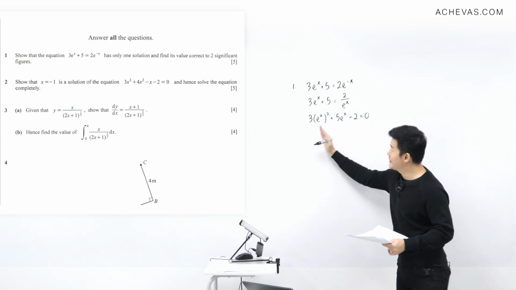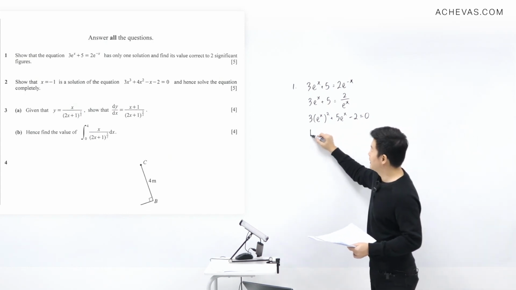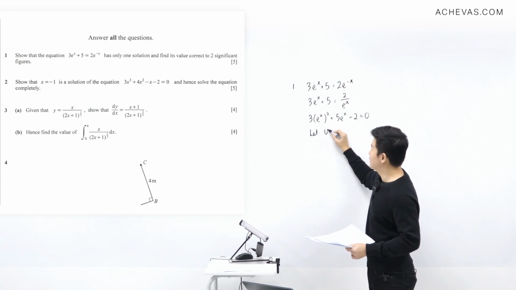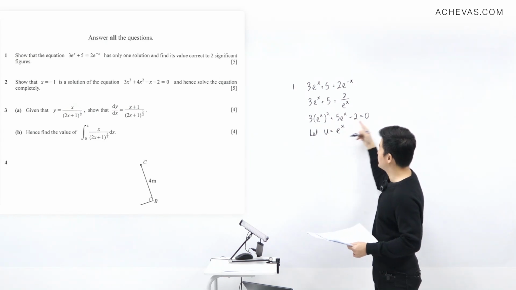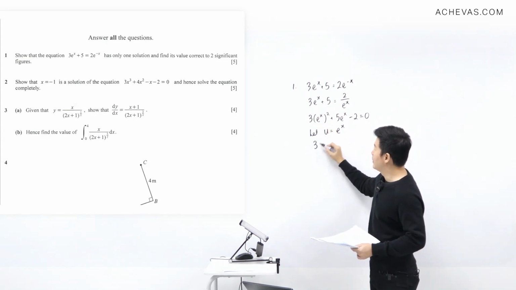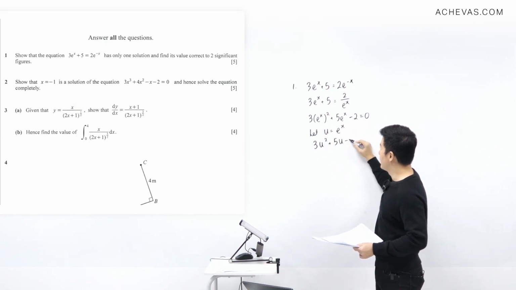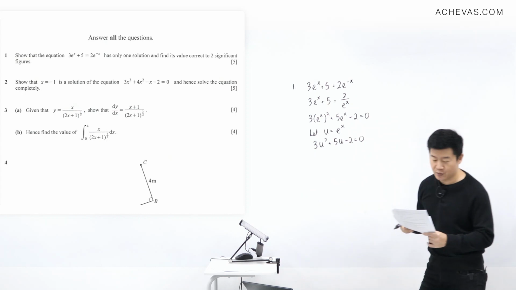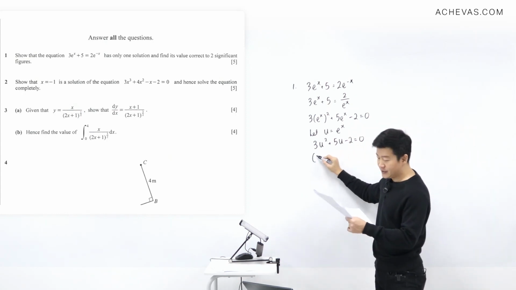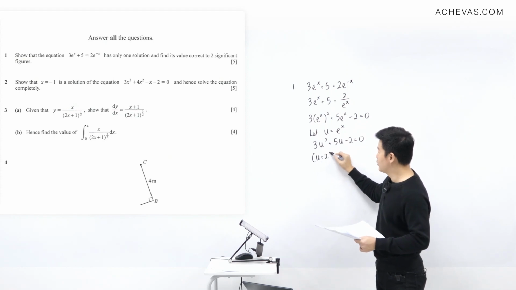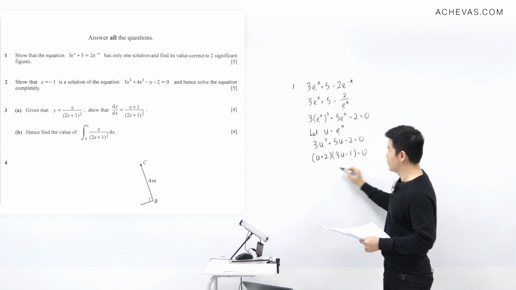And since now in this equation we have a consistent e to the power of x, I'm going to let this variable, e to the power of x, be just represented by u. So u is equal to e to the power of x, which means that this equation will now become 3u squared plus 5u minus 2 is equal to 0. Let's factorize this quadratic equation. Factorizing this gives us u plus 2, then 3u minus 1, is equal to 0.